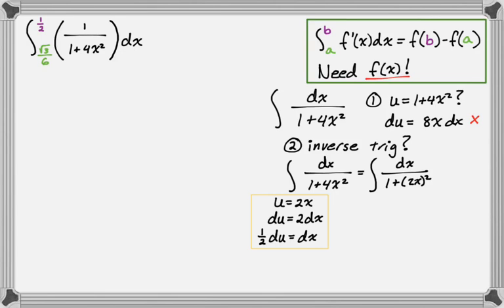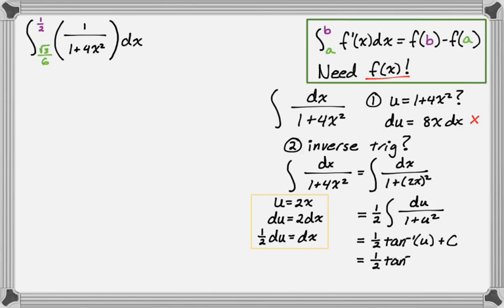And I'm going to make my substitutions now and change the integral. So dx is 1/2 du, but I'm going to take out the 1/2. So 1/2 du, and then 2x was u. So I get 1/2 the integral of du over 1 plus u squared. That's perfect because that's exactly the derivative of arctan. So I get arctan of u and then plus c. Then u is equal to 2x. So it's 1/2 tan inverse of 2x, and then plus c.